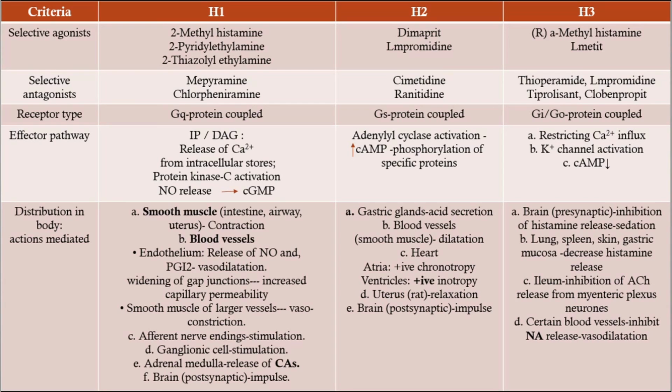Effector pathway is restriction of calcium influx, potassium channel activation and decrease in cyclic AMP. Now H3 receptor is an autoreceptor, so that ultimately inhibits release of histamine. So let's see action of this H3 receptor. Lastly, there is H4 receptor. Now H4 receptor was found by molecular cloning, right? H4 receptor is present on eosinophils, basophils and mast cells, and it has a role in inflammation, right?